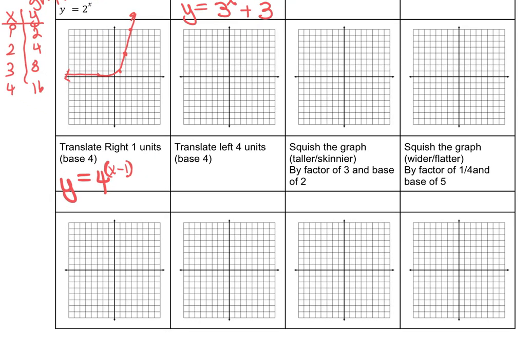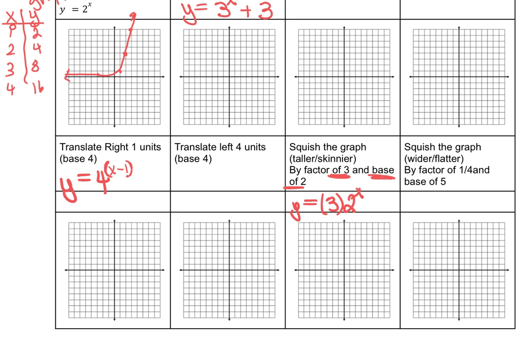And these ones where you're squishing the graph by a factor of 3 and a base of 2, that means you're going to have y equals, your base is 2, but you have a factor of 3. So here's my factor of 3. Your base is 2 to the x, okay? So make sure that your factor is in parentheses or multiplied out in front somehow so that it distinguishes between the 3, your factor, and your 2, which is your base.